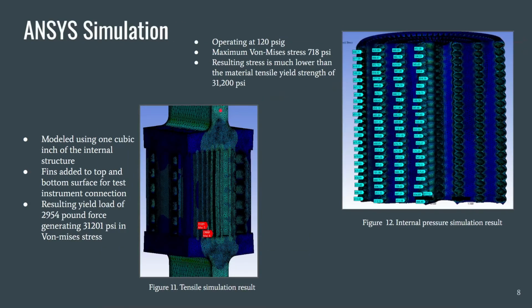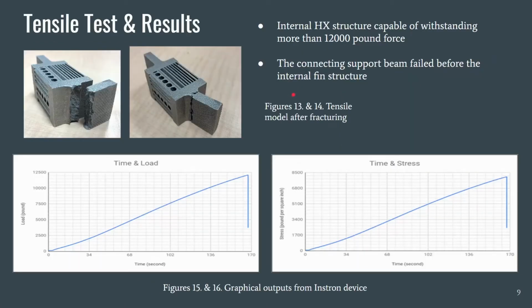For our ANSYS simulations, we conducted internal pressure simulations within our heat exchanger body. This resulted in a maximum stress 40 times lower than our material strength. Next, we conducted tensile yield strength simulations that produced an estimated yield load of 2,954 pound-force. For our physical tensile tests, the internal heat exchanger structure was capable of withstanding more than 12,000 pound-force without failure. The figures below illustrate the load applied and the stress experienced with respect to time. In the next slide, we have a video to illustrate our test rig setup.